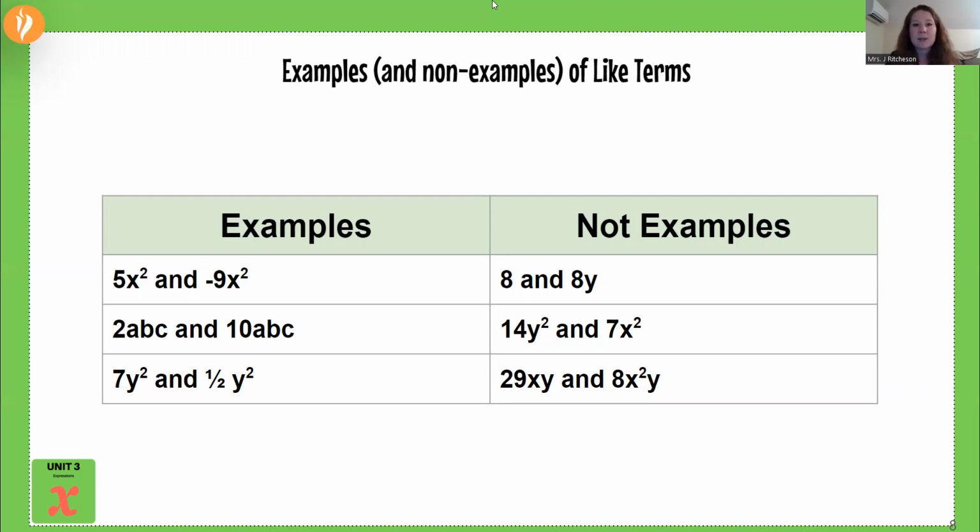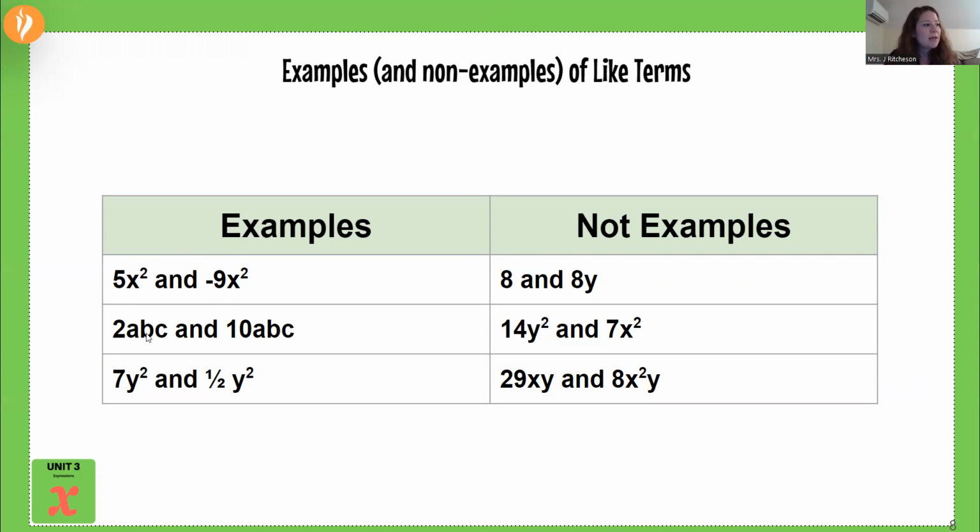Well, it depends on the variables and the exponents. So here we have 5x squared. Even though the 5 and the -9 are totally different, the x squared makes these two like terms. It all depends on the variables and the exponents.